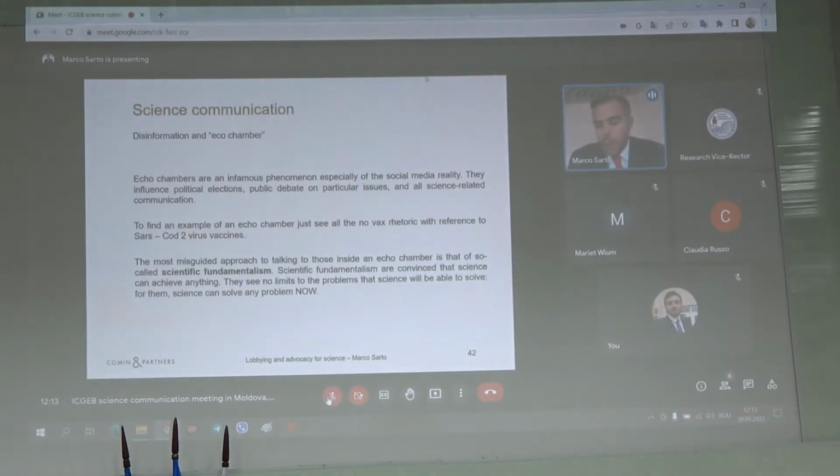We have to reject scientific fundamentalism, which is not good in order to communicate science. Scientists should not fall into the idea of scientific fundamentalism, because this way of viewing science does not allow the formation of an informed public opinion. It's important to say that science cannot solve every problem at this very moment. Science is a kind of journey, a way to solve problems using a scientific method.